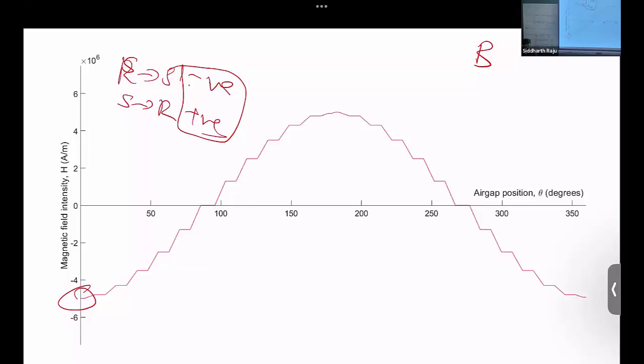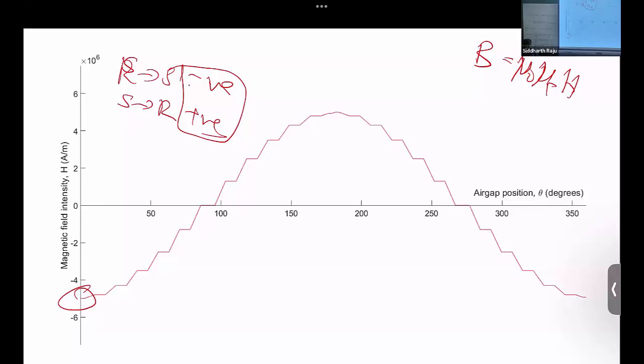What is the relationship between magnetic field and magnetic field intensity? Okay, mu naught mu r times H. Perfect. So B is mu naught mu r times H. In case of the air gap, that mu r is just 1. So the B is going to have the same shape as the H waveform in the air gap.